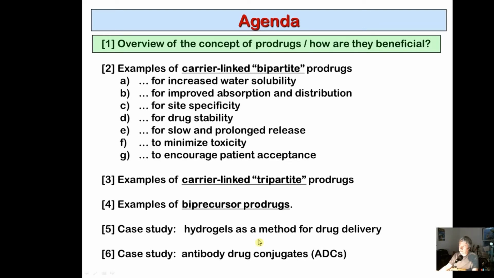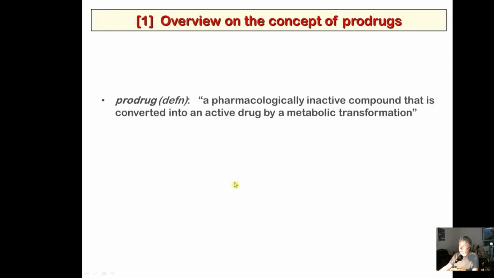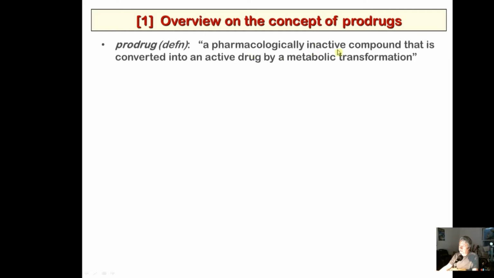Okay, so what's the overview of prodrugs? The concept of prodrugs. How do we define a prodrug? It's a pharmacologically inactive compound that is converted to an active drug by a metabolic transformation. That's a pretty good definition, and that matches what we've said before in this course.